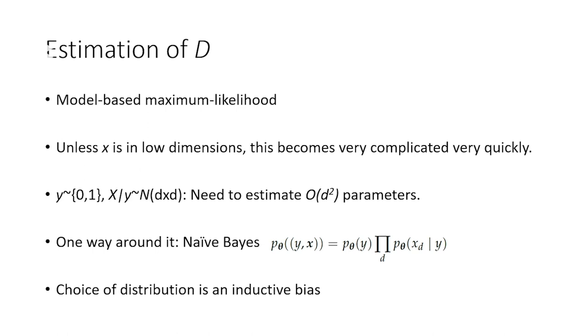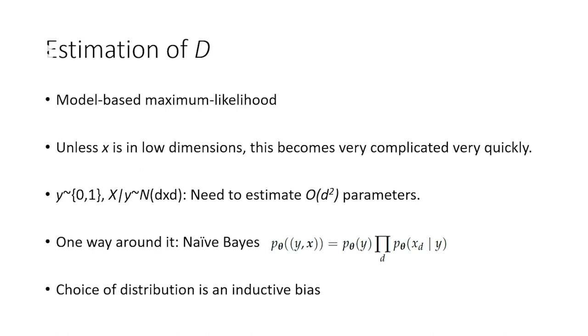So unless you assume, say, that x is Gaussian or x, comma y is Gaussian, the problem becomes very hard very quickly. Just to give you an example, let's suppose that we have a very simple binary decision problem. Your y is either 0 or 1, and x given y is a normal random variable in d dimensions. Then unless d is really small, this becomes a very hard problem because you need O of d squared parameters to estimate. So this would work for d equals 20. It will not work for d equals 300. There are just going to be too many parameters.